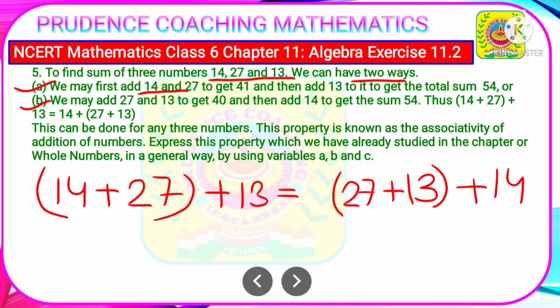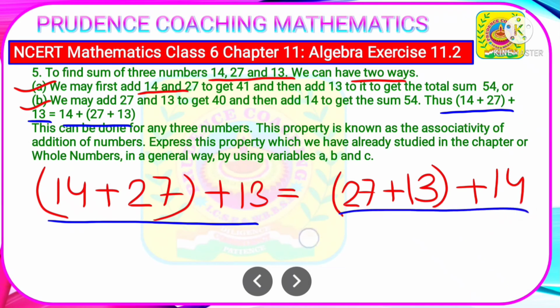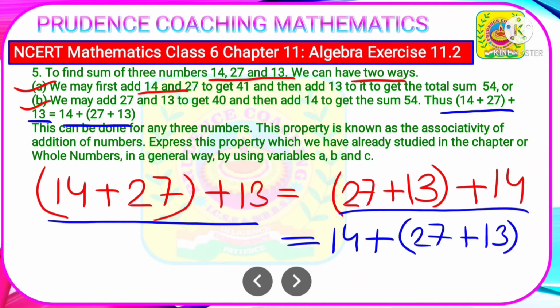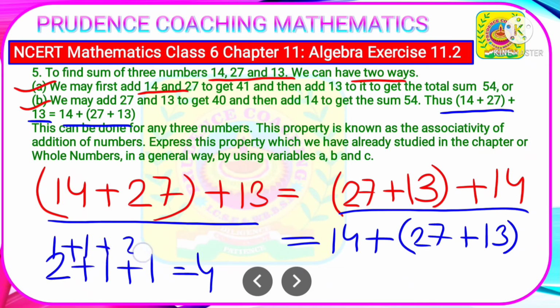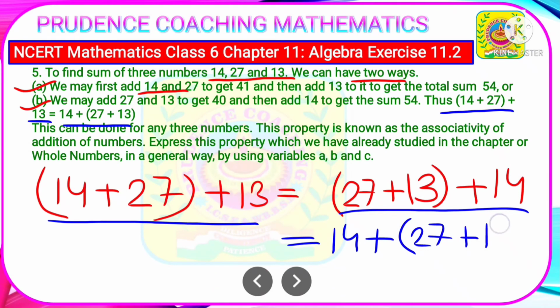So thus it is written 14 plus 27 plus 13, which is on the left hand side, equals 14 plus 27 plus 13 within the bracket. This can be written this way because in addition the order does not matter. We can add 2 plus 1 plus 1, then you will get 4, or you can do 1 plus 1, you will get 2, plus 2, then also you will get 4. That means order is not important in addition. So you can change the order.